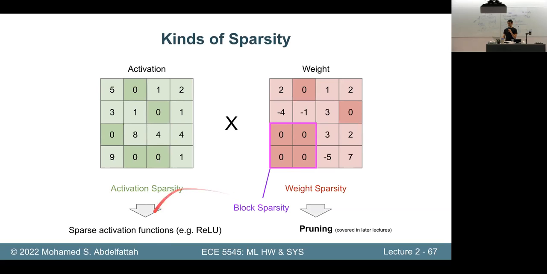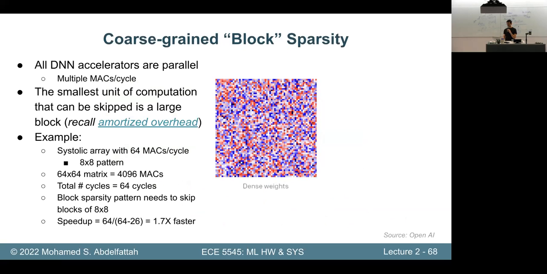So usually, as I said, activation sparsity comes from sparse activation functions like ReLU, and weight sparsity can be induced either by regularization or by pruning, which is a method to remove useless weights, basically. And then this block sparsity is how I can actually improve my runtime as a result of those zeros. So usually I operate on blocks of this input.